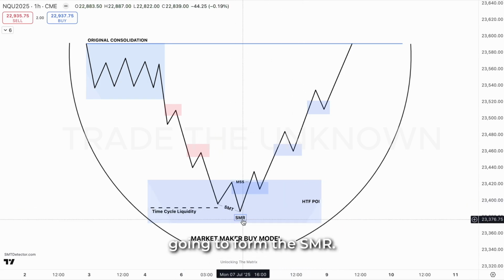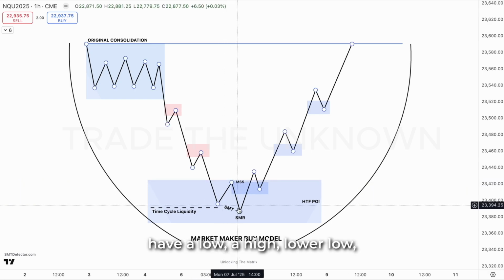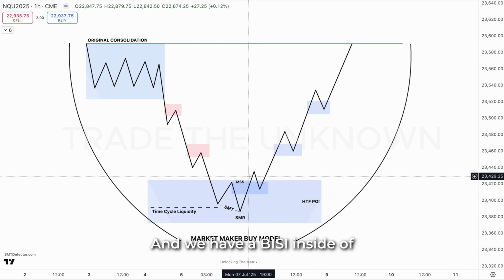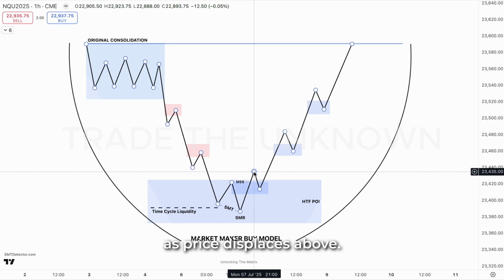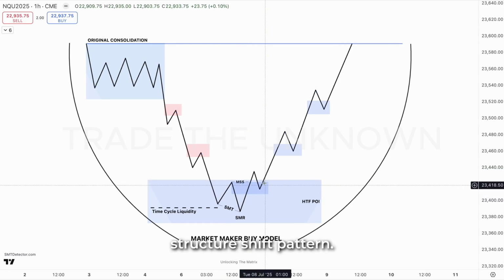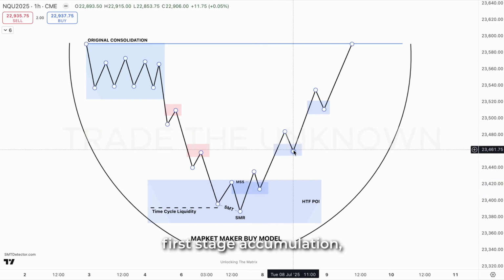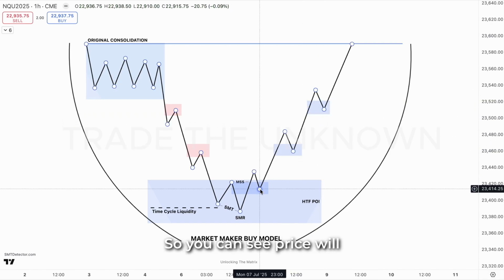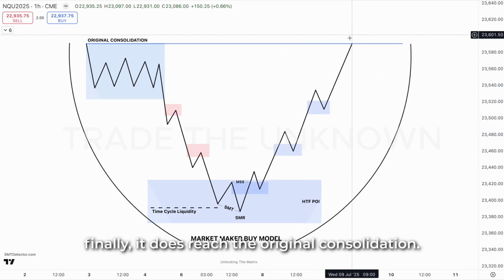Price is then going to form the SMR, and this is a perfect example with a breaker setup, where we have a low, a high, lower low, higher high, which gets displaced, and we have a busy inside of here, an imbalance that forms as price displaces above. Inside of this breaker high, this is your market structure shift pattern, and you can see that price will retrace into it to then go higher. First stage, accumulation, second stage, and then finally goes higher. So you can see price will accumulate on the way up in different stages, and then boom, finally it does reach the original consolidation.